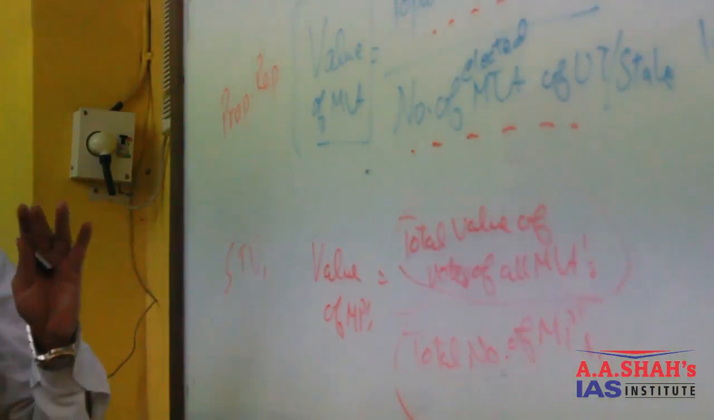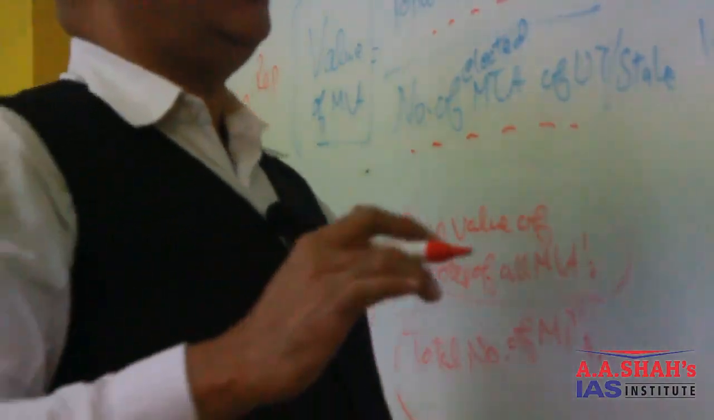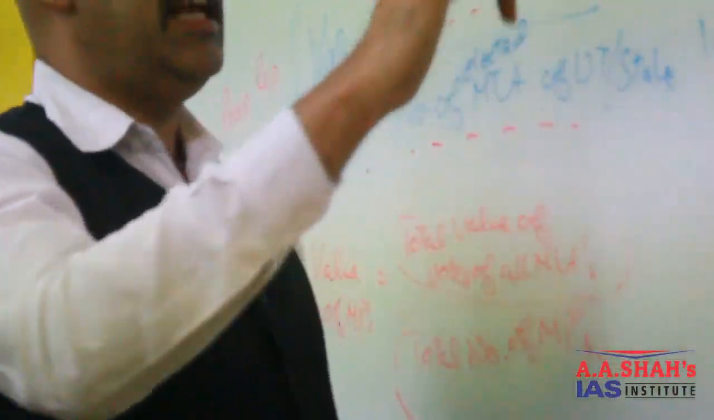Now, if I want to win this election, I have to achieve what is called a quota. Now, what is a quota? Quota is total number of valid votes divided by total number of posts plus one. Let me give you an example.